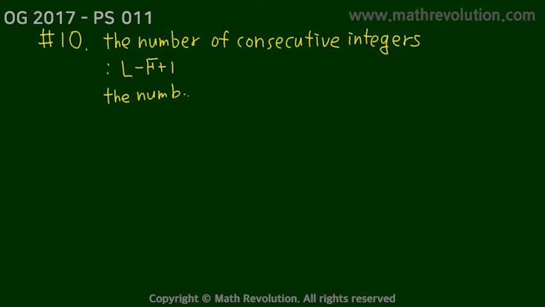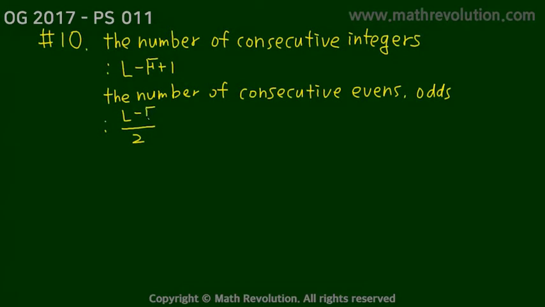Next is the number of consecutive even numbers or consecutive odd numbers. Even or odds. Now to calculate this, you put L minus F divided by 2 plus 1.